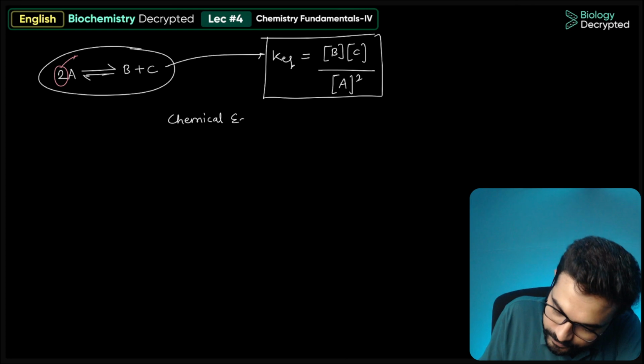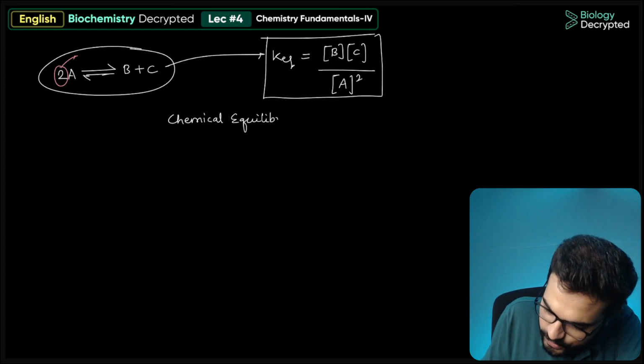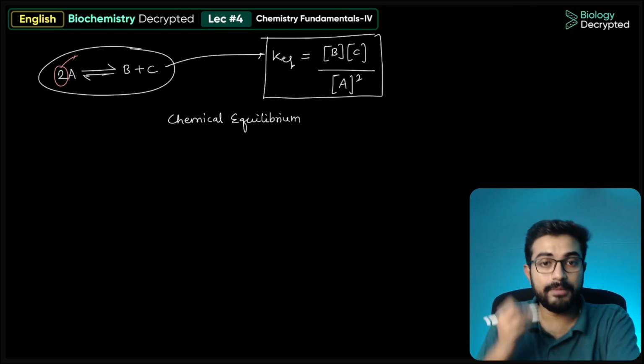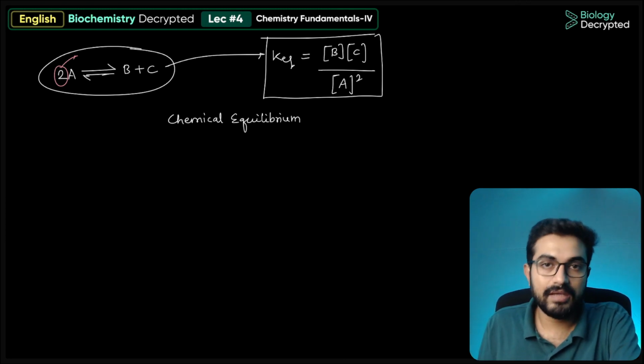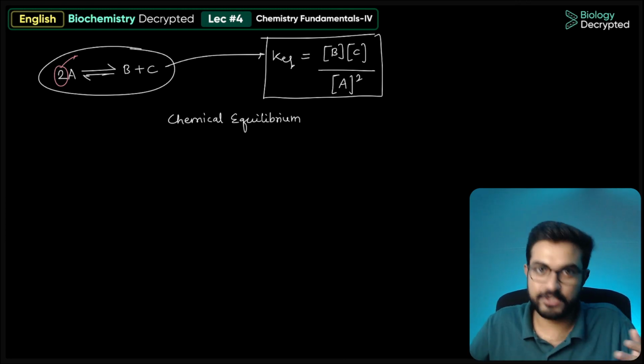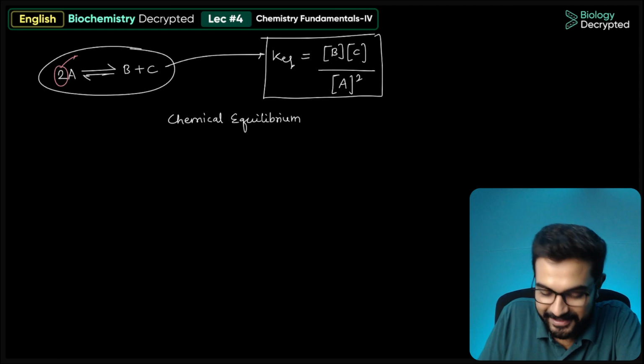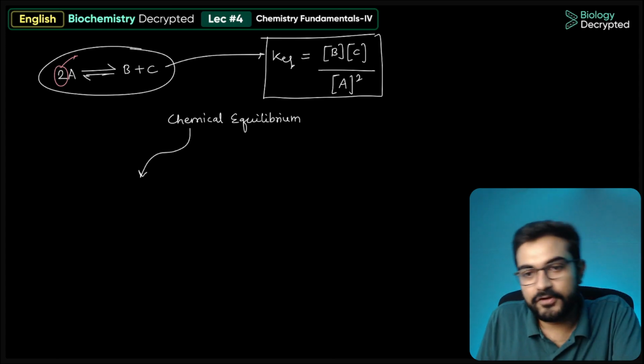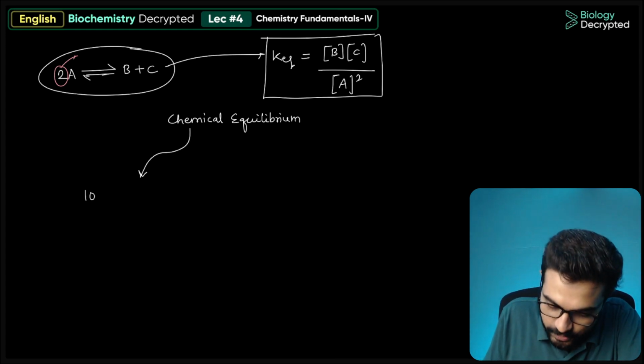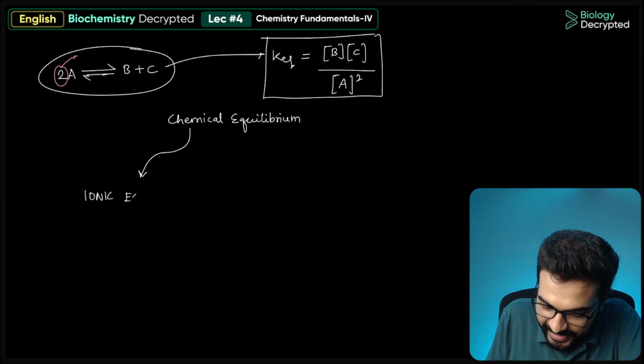So this was our discussion so far about chemical equilibrium, but the fundamentals of chemical equilibrium will always stay, and obviously ionic equilibrium is an application of chemical equilibrium, no doubt about that. So from chemical equilibrium, we'll shift to the concept of ionic equilibrium.